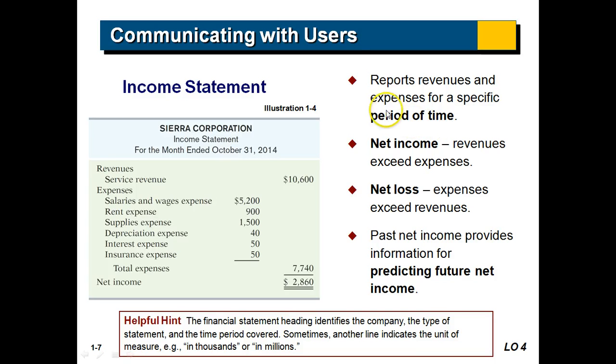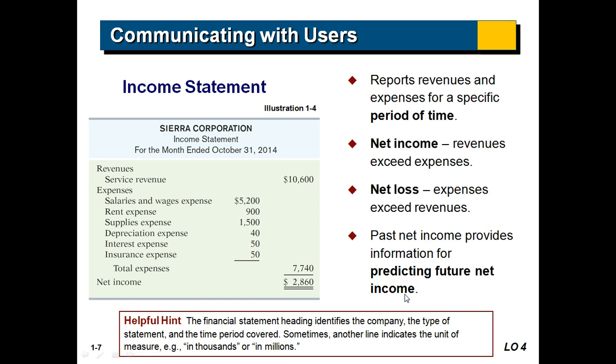So let's look at the bullets over here. The income statement reports revenues and expenses for a period of time. That period could be a week, a month, a quarter of a year, or a year. Net income is when revenue exceeds expenses. Net losses are when expenses exceed revenues, which we don't want to happen, do we? And the past net income provides information for predicting future net income.